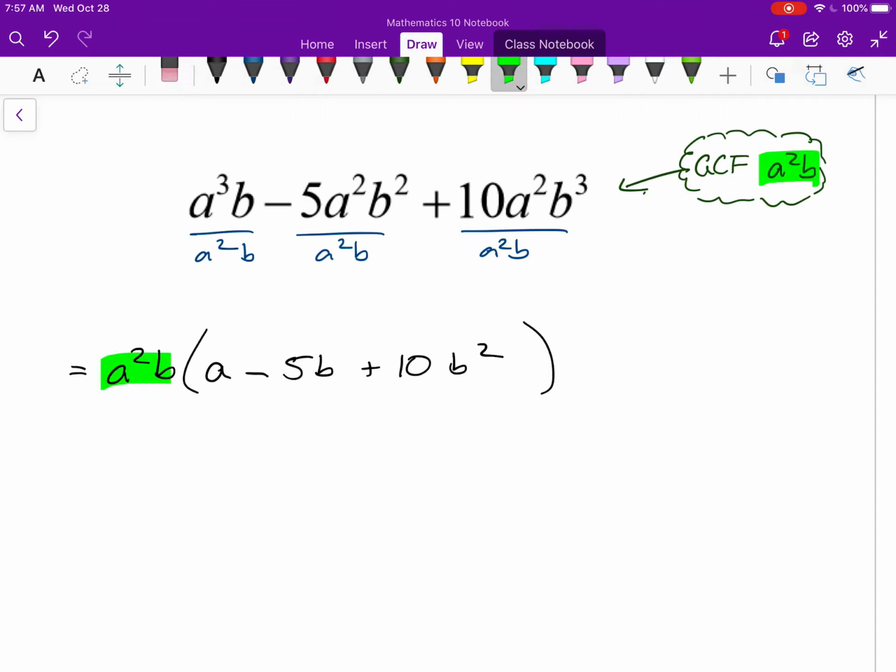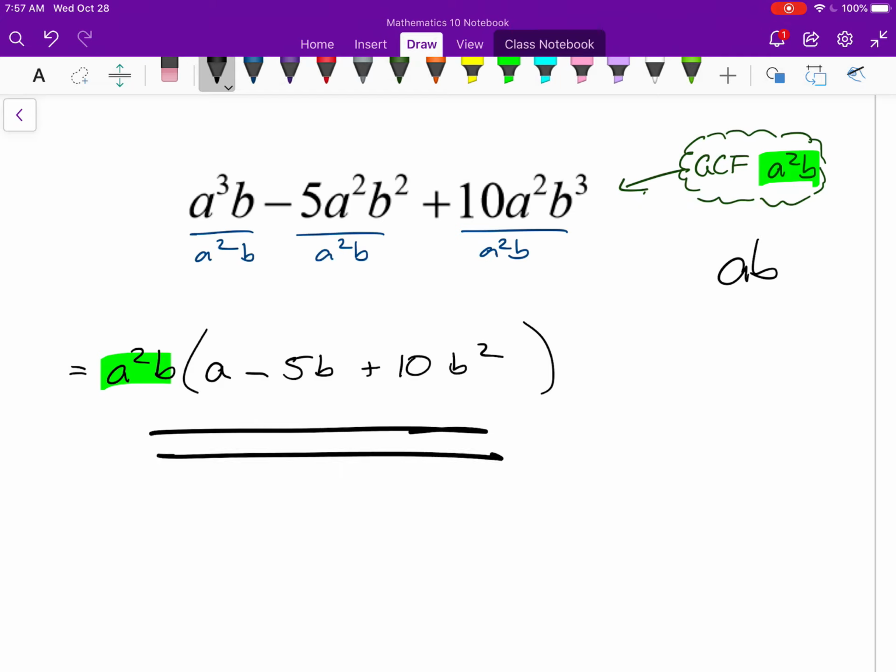And again, always start by finding my greatest common factor. I will say, let's say you found a common factor but not the greatest common factor. Let's say you just had ab instead of a squared b. You could still factor it, and you wouldn't be wrong, you just wouldn't be done. You wouldn't have fully factored it.